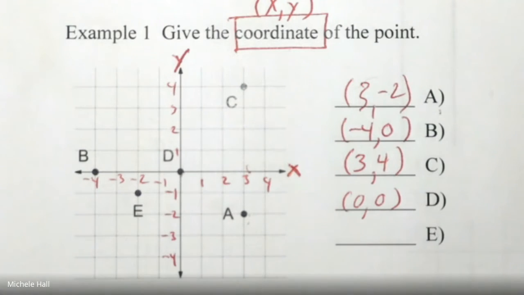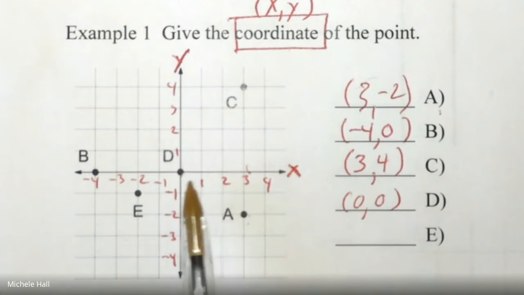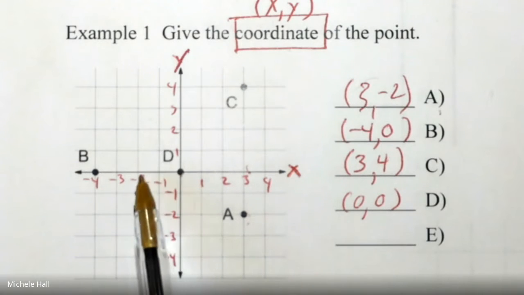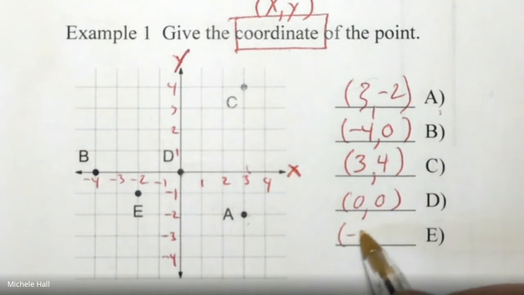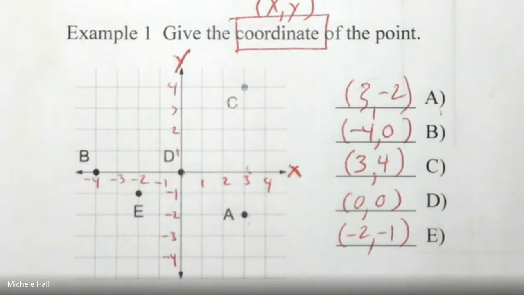Nevaeh, how about for E? What did you get for point E? So I go over -2, and then how much do I have to go down? Go over -2 and then down -1. So X was -2 and Y was -1.